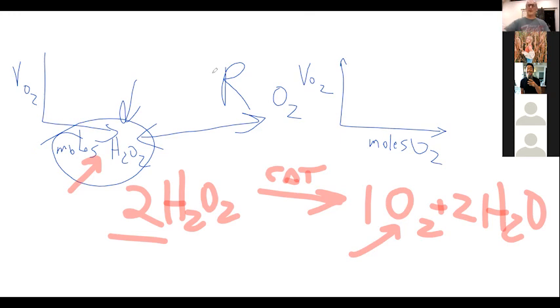So if the slope of this line is 2, what if I halve the value of x? What happens to the slope of my line? Y stays the same. X goes down by a factor of 2. What must happen to the slope?